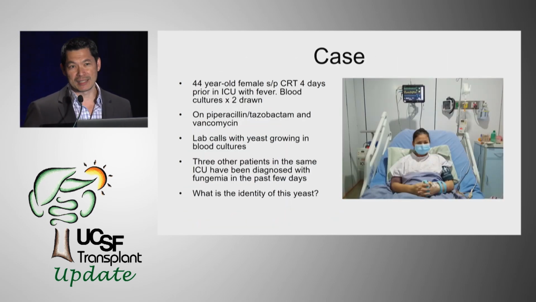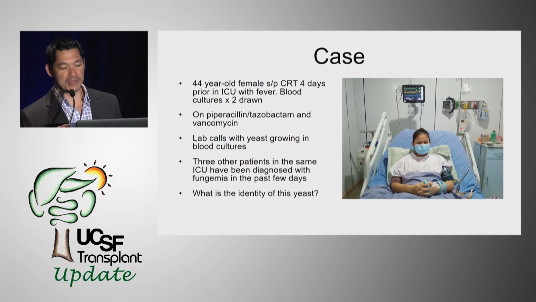So A is based on this case. This is a 44-year-old female status post cadaveric renal transplant 4 days prior, who's currently in the ICU with fever. Blood cultures times 2 were drawn, and the patient is on piperacillin-tazobactam and vancomycin. And the lab calls with yeast growing in the blood cultures. Now, the interesting thing about this particular organism is that 3 other patients in the same ICU have been diagnosed with fungemia in the past few days. What's the identity of this yeast?